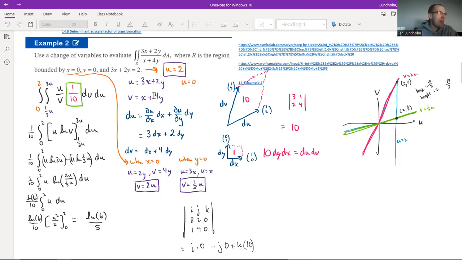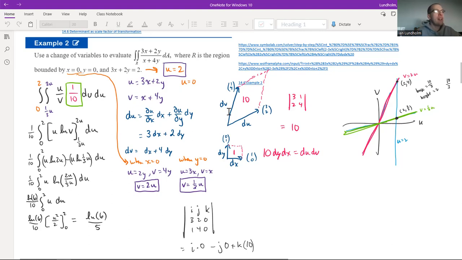And so we set those out. We took derivatives of u and v with respect to x and y. Basically, we're looking at the differentials here, the total differential. So du is partial u partial x times dx plus partial u partial y dy. So du is 3 dx plus 2 dy, and dv ended up being dx plus 4 dy.